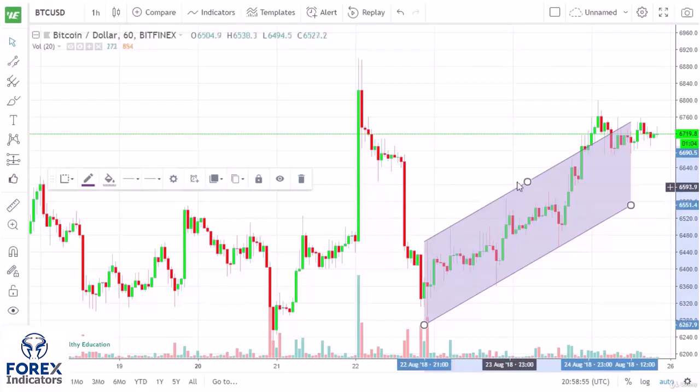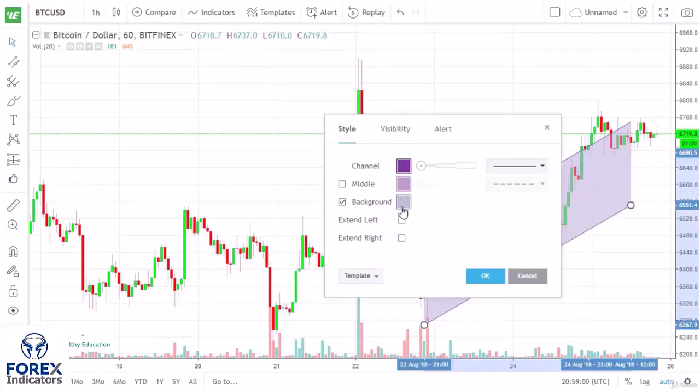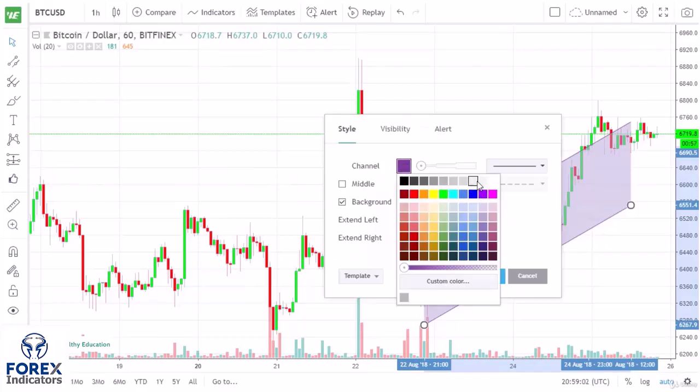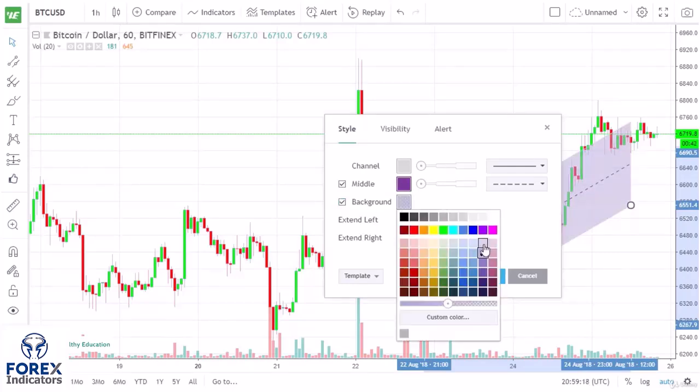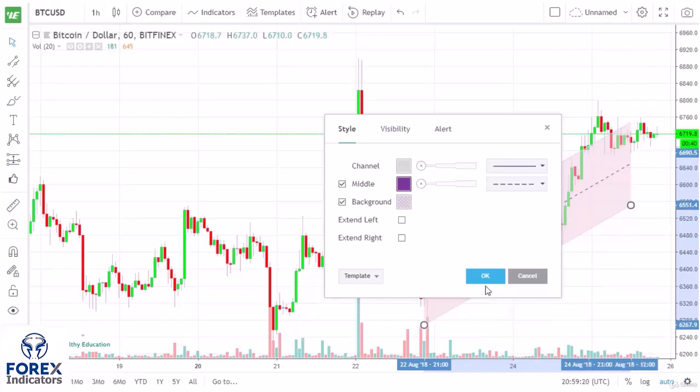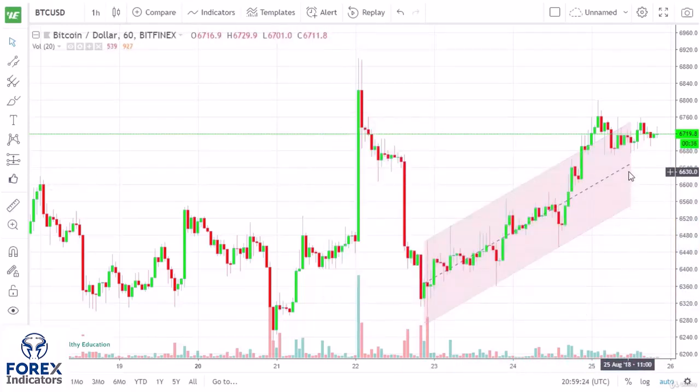And of course, you can format this just as you can any other drawing. So let's go ahead and make that a little bit lighter color. Maybe something like that would be the lines. And then the middle, you can change that as well. The background, you can just take that out. In this case, I'm going to lighten that up to kind of a salmon color. And you can see that's completely changed. The middle line has appeared because I did that.